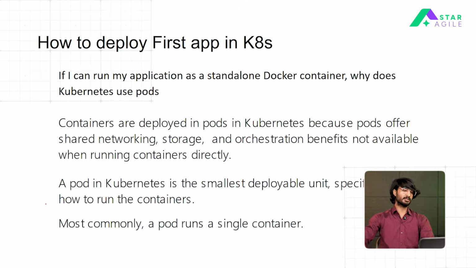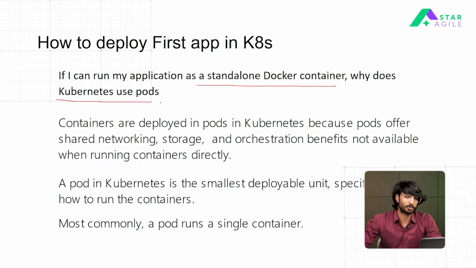So that is my first question here. Just try to figure out the answer. If you already have a Docker image and you know how to containerize it, then why do we use Kubernetes pods? This is the reason, people. The reason why we deploy containers inside a pod is that they offer something called shared networking, and shared storage also. So what does it mean? Let's try to understand this with a particular image.